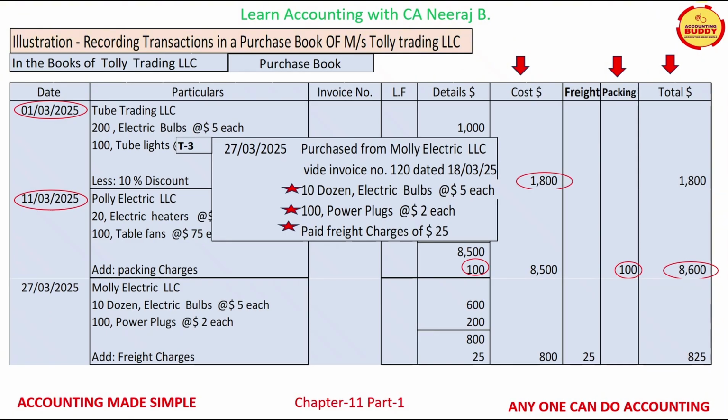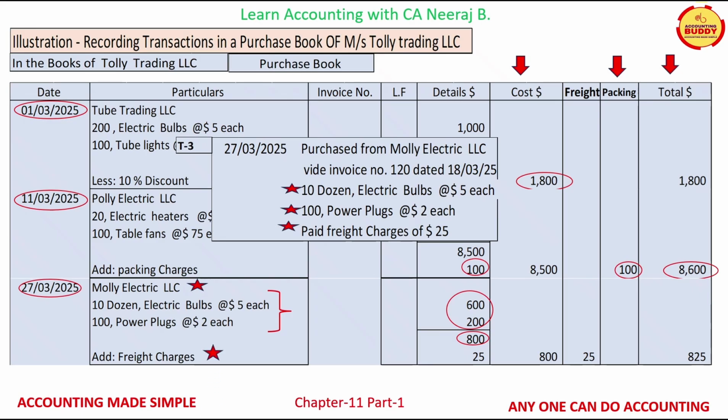In the date column, the date on which the transaction took place, that is 27th of March 25, is mentioned. In the particulars column, the name of the supplier, Molly Electric LLC, along with the full description and details of the goods bought is mentioned. The value of each item is separately mentioned under the details column. The total value of all the items bought is also mentioned in the details column.